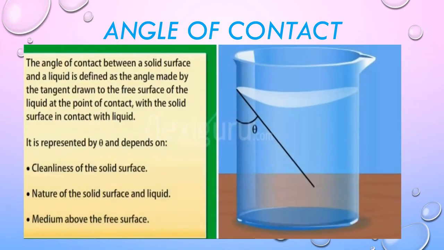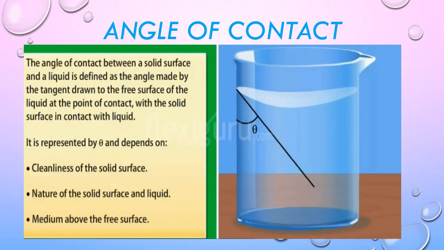Next is angle of contact. The angle of contact between a solid surface and a liquid surface is defined as the angle made by the tangent drawn to the free surface of the liquid at the point of contact with the solid surface in contact with the liquid. In simple words, we can explain it from the diagram.